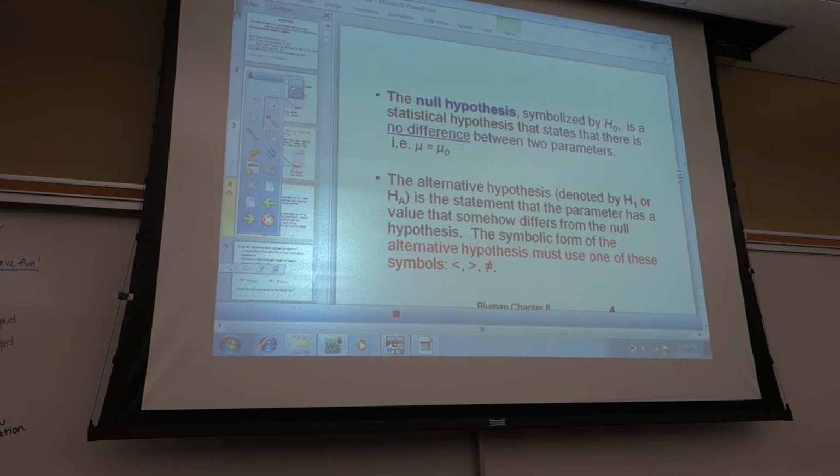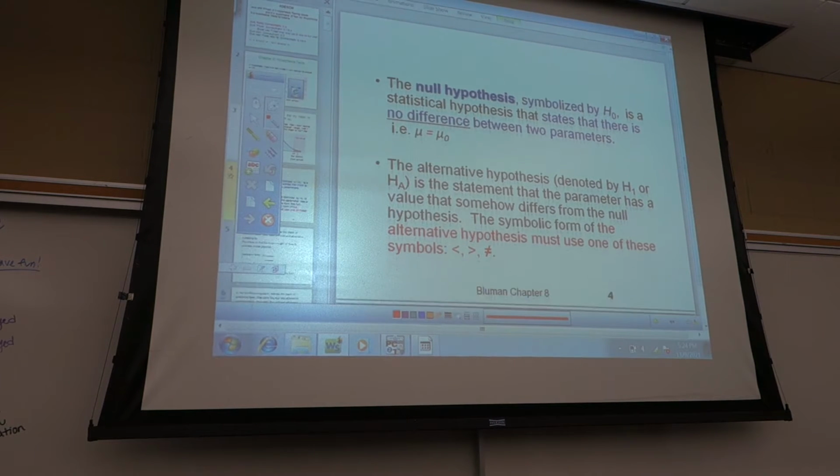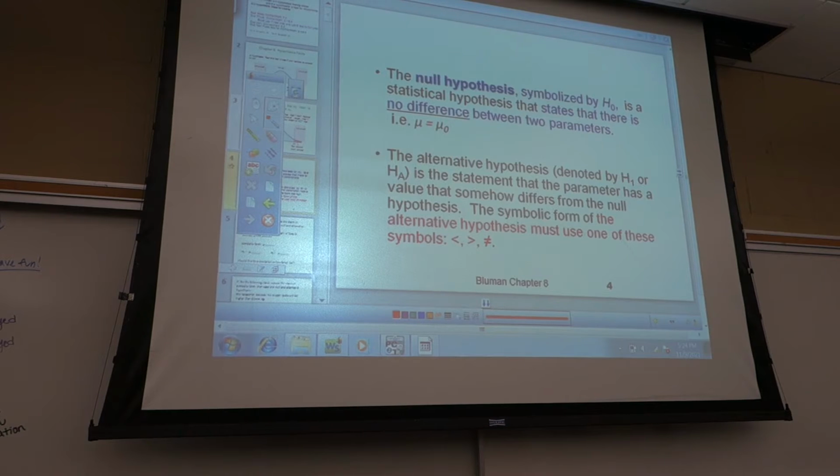How about Lauren? Go and read for me. The null hypothesis, symbolized by H0, is the statistical hypothesis that states that there is no difference between 2 parameters. The alternative hypothesis, denoted by H1 or HA, is the statement that the parameter has a value that somehow differs from the null hypothesis. The symbolic form of the alternative hypothesis must be one of these symbols, greater than, less than, or not equal to.